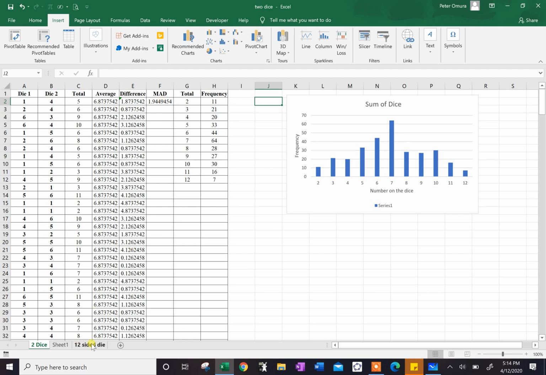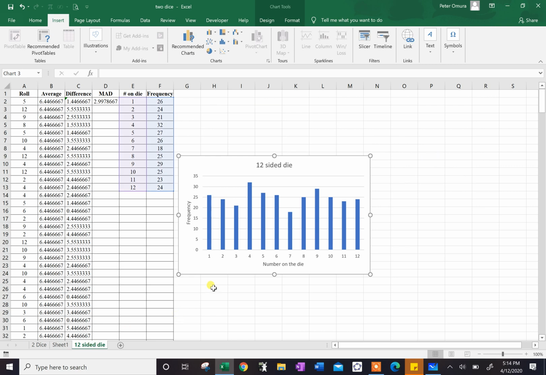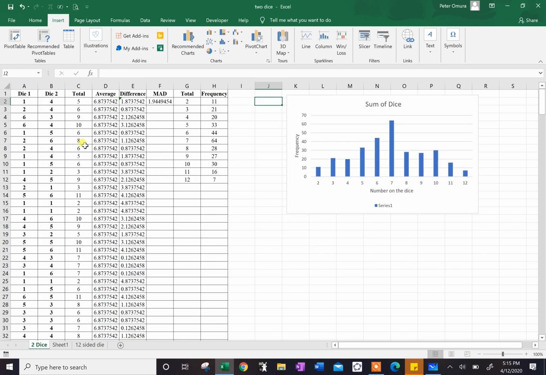When I go to a 12-sided die, first of all, you can see it's a lot more uniform. I did the same things, except I did between 1 and 12. I got an average of 6.4, which makes sense because 6 is in between 1 and 12. It's halfway between. And in 2 dice, I had an average of 6.8. So that does make sense. Both of them make sense.